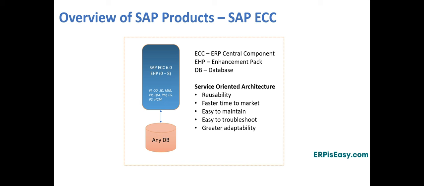Evolution of SAP S/4HANA. SAP ECC is S/4HANA's predecessor. Its most recent enhancement pack version is 8, and it can run on various databases, including Microsoft SQL Server, Oracle, DB2, MaxDB, and Sybase, as we discussed in the SAP ECC section. The Suite on HANA followed in 2011. SAP introduced HANA Database, its in-memory database. ECC can run on HANA database thanks to Enhancement Pack 7.